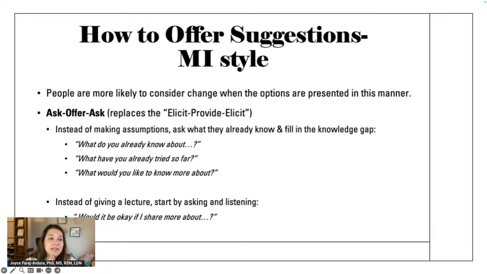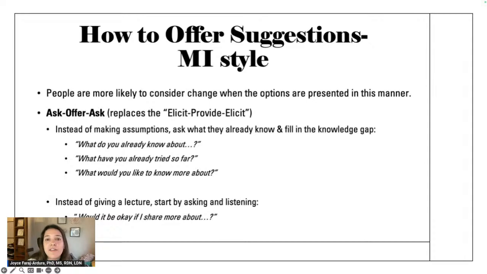So start by asking them, so what do you already know about how the foods you eat can influence your sugar levels, your blood sugar levels? What have you already tried so far to manage your diabetes? What would you like to know more about as far as interventions to help you feel better from IBS or bloating, whatever it might be, right? Go ahead and ask them. So start with that ask.